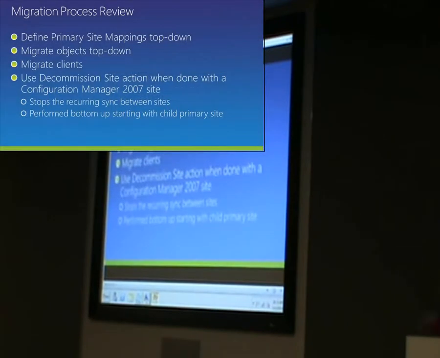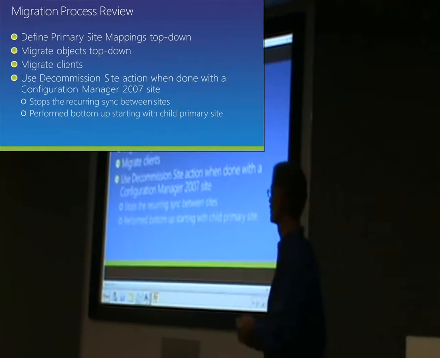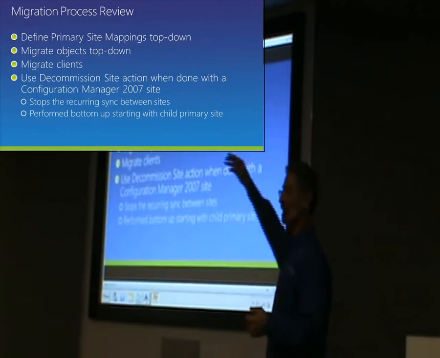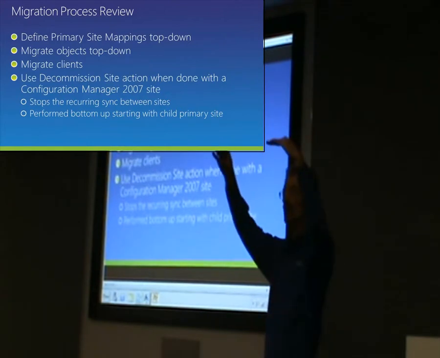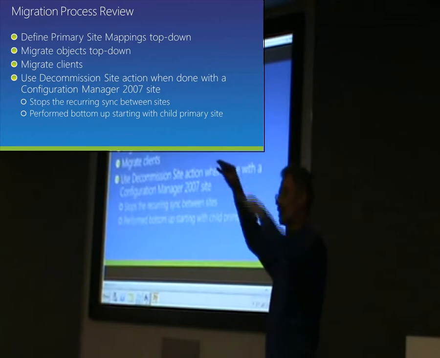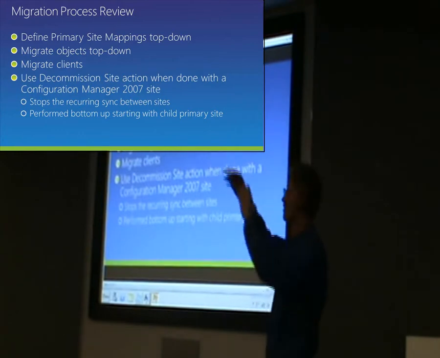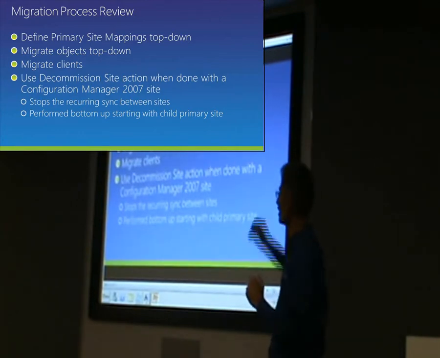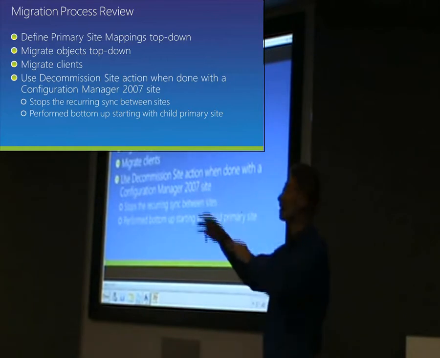So a review, and then we're going to go into some scenarios in the last 15 plus minutes. Migration process review. Define your primary site mappings top down. Central site, and then go all the way down to your child primary sites, map them over your CAS. Migration objects top down. So central site to CAS, migrate your objects over, and then child primaries, migrate those over. Migrate your clients. When you're all done migrating all your clients over, you decommission the site.